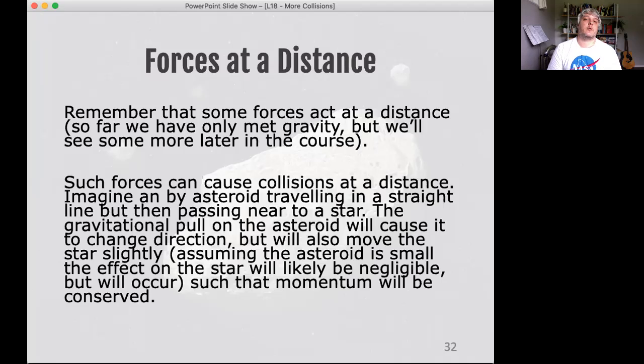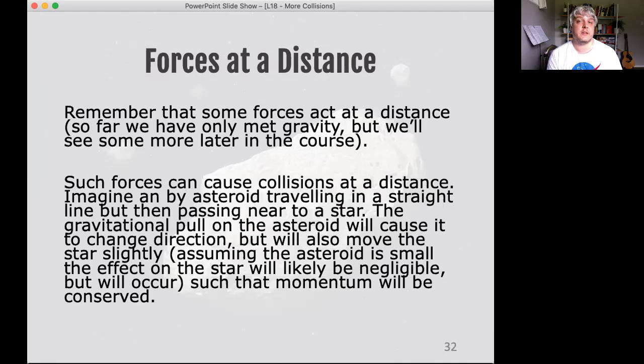So imagine an asteroid traveling in a straight line, but then it goes near a star. That star exerts a force on the asteroid and it pulls the asteroid towards it. So that asteroid is changing direction. It's being deflected. That is a collision, right? The thing is, if we include the star in our system and we deal with both the star and the asteroid as our total system, then we can treat it as a collision and we can do momentum analysis on that collision. So the total momentum would be conserved.